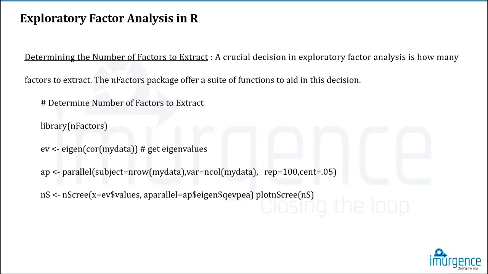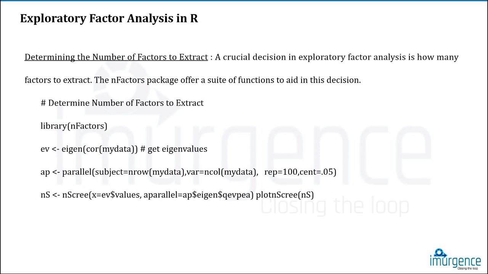You just load that package nFactors, and then you will use the eigenvalues. So you have to call the eigen function. You pass the correlation of your data, the whole correlation matrix, and you compute the eigenvalues. Then you use a parallel function, saying subject is equal to nrow of my data, the variance is equal to ncol of my data, replicate 100 times, percentage is equal to 0.05. And then you say nScree, in which you pass the eigenvalues you collected in the previous step and the parallelized matrix, and you plot it first.